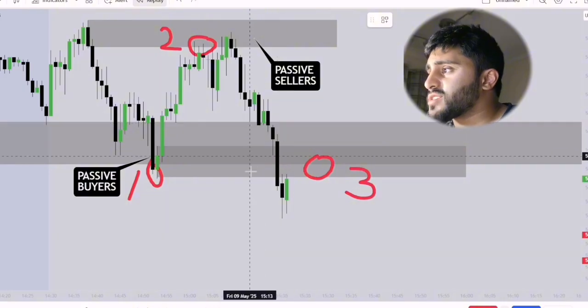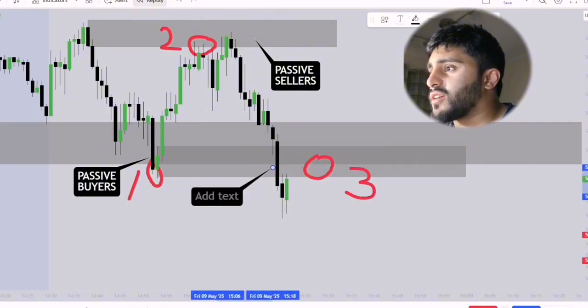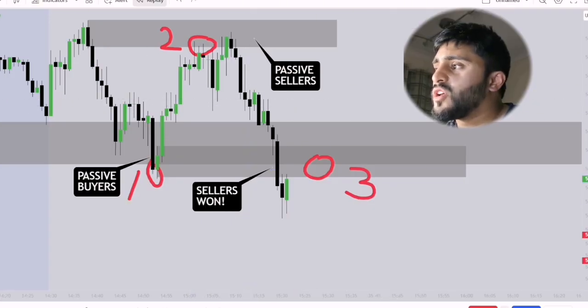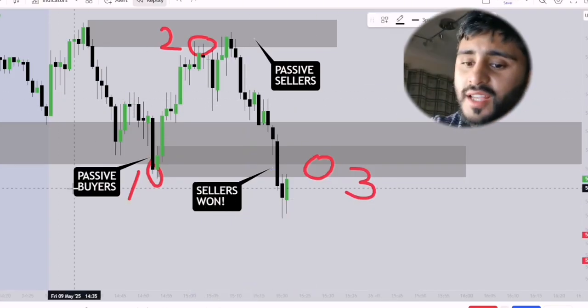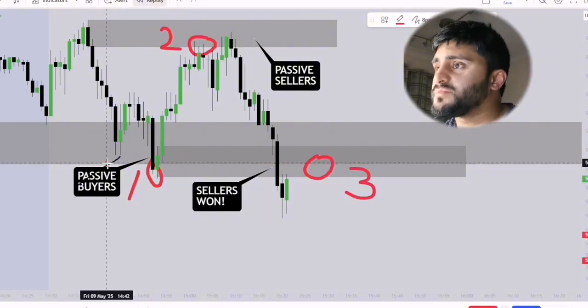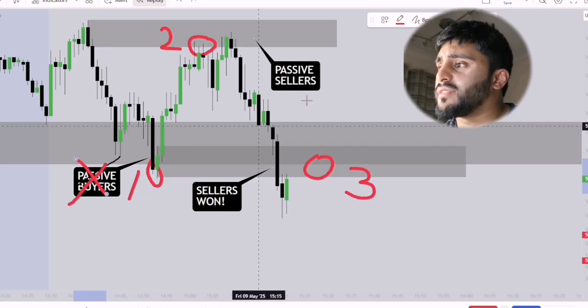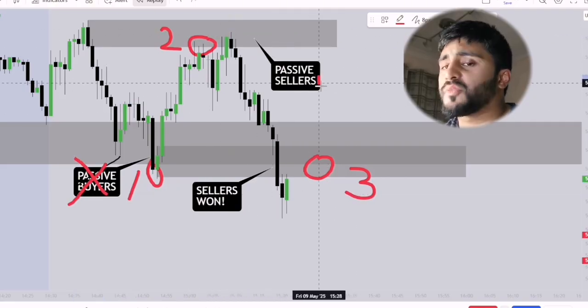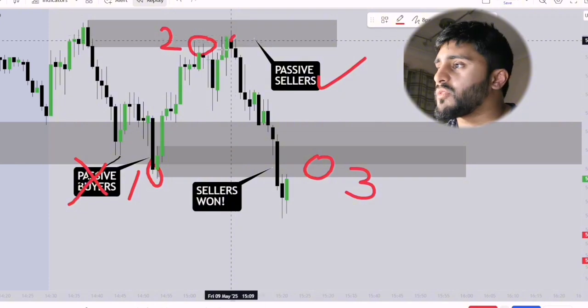Now from here, we're at an interesting area. Number 3 is an interesting area. The reason for that is because these passive buyers failed, right? They failed to hold the level. So what's going on here is that sellers won. And the reason why sellers won is because here the passive buyers failed, right? So if I just put that in red, these previous passive buyers did not show up, right?